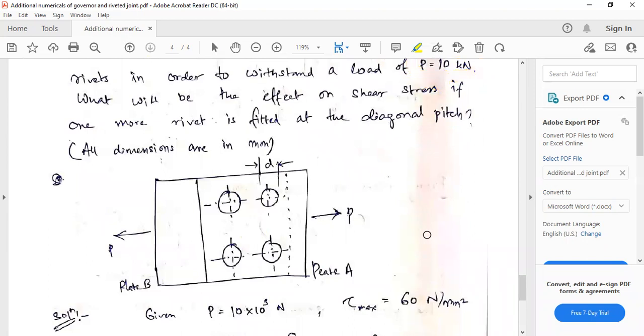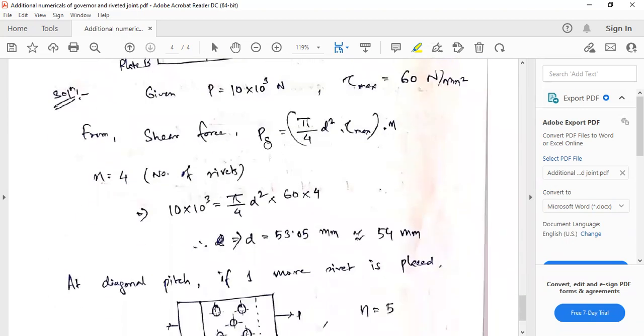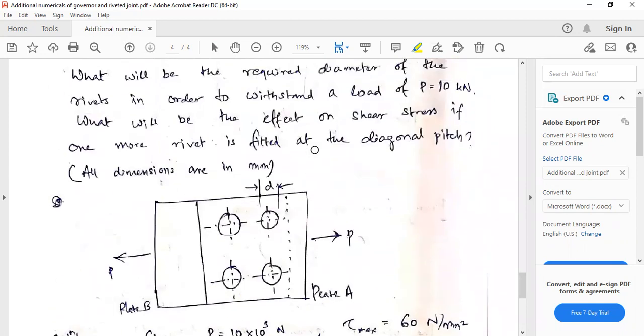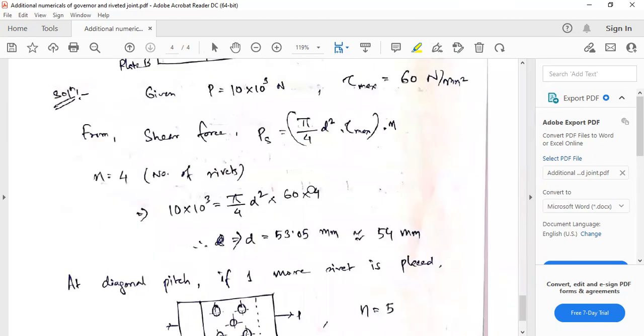So now just simply use this formula. You know that shear force equals pi by 4 d square into tau max into n, where n is your number of rivets. This formula we have learned already. It comes from force equals area into stress. So stress is tau max, area is this one for the riveted joint. How many rivets are there? Four rivets are there, so you have to multiply by 4, because four areas will need to be saved from failure. That's why this is 4.